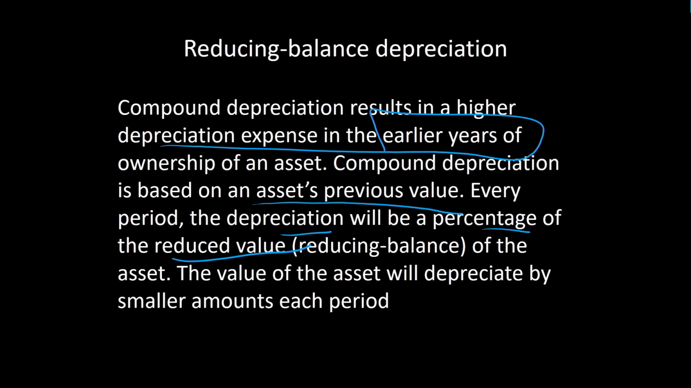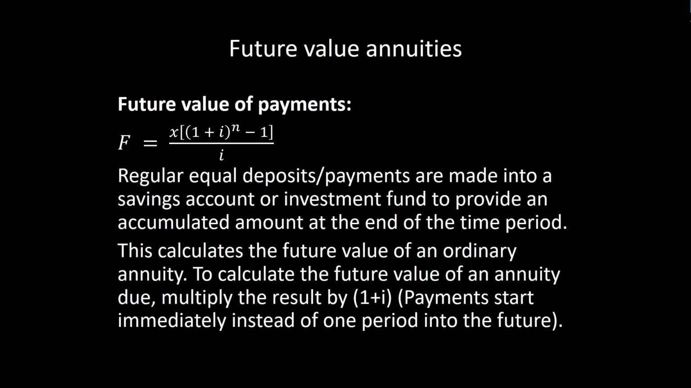So the value of the asset depreciates by smaller amounts every time. Now, one of the big topics that you do in grade 12 is annuities, and an annuity is basically a regular sum of money that is paid regularly. So it might be into a savings account or into a pension fund where you're saving, say, 600 Rand every month. Okay, so that would be an annuity.